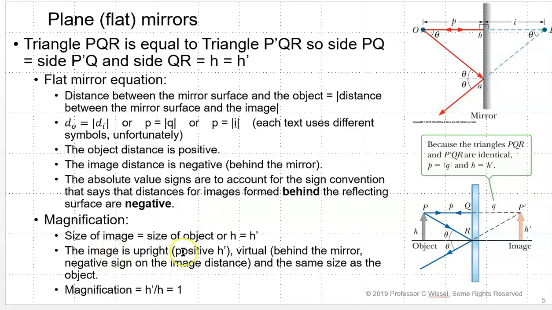Now, the size of the image, in this case, equals the size of the object. And since magnification is a ratio of the size of the image to the size of the object, magnification is 1. The image is upright, that is a positive H prime. It's virtual, it's behind the mirror. The negative sign on the image distance would be that, and it's the same size as the object. So as I mentioned before, H prime over H is the magnification, that equals 1.